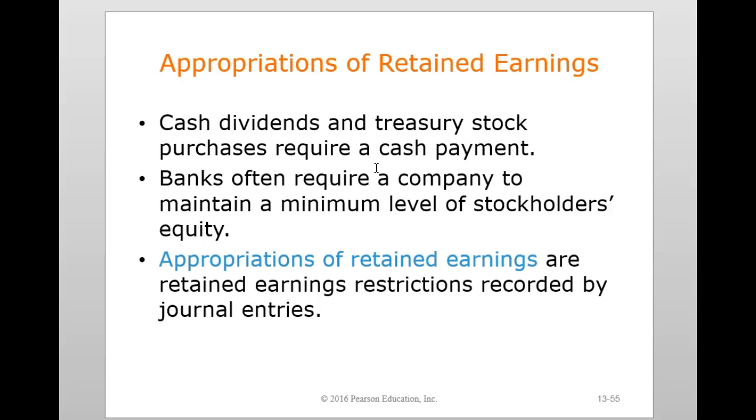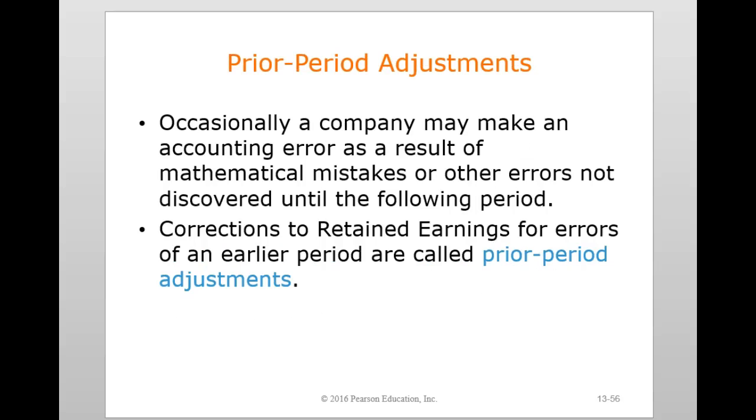So just a heads up, appropriations. A lot of times, to get a loan, if the company is on shaky ground, there'll be appropriated retained earnings, meaning the retained earnings can't go below that. It's very similar to restricted. And it is a restriction, but it's called appropriations.